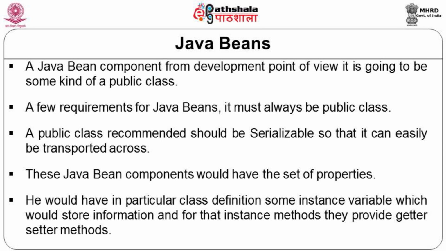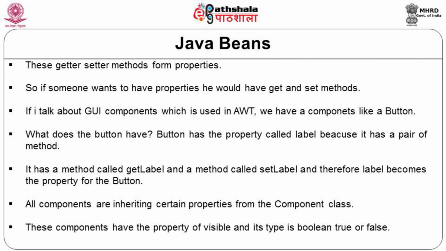Another thing, this JavaBean component would have a set of properties. Normally, for properties, in that particular class definition, he would have some instance variables which store information. And for those instance variables, they provide get and set methods, getter and setter methods, a very common thing, fine. These getter setter methods form properties. There is a get method, there is a set method, and therefore I have a property of a certain kind.